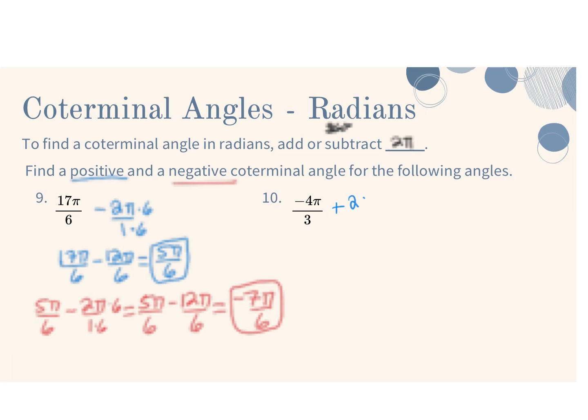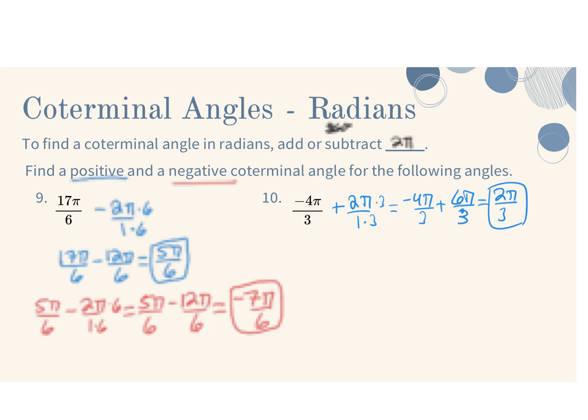Let's try adding 2 pi to see if we can get a positive. Let's write this over 1. We want a common denominator, and to do that here, we're going to multiply by 3 on the top and the bottom. So we get negative 4 pi over 3 plus 6 pi over 3. And then this leaves us with 2 pi over 3. So that is a positive coterminal angle.